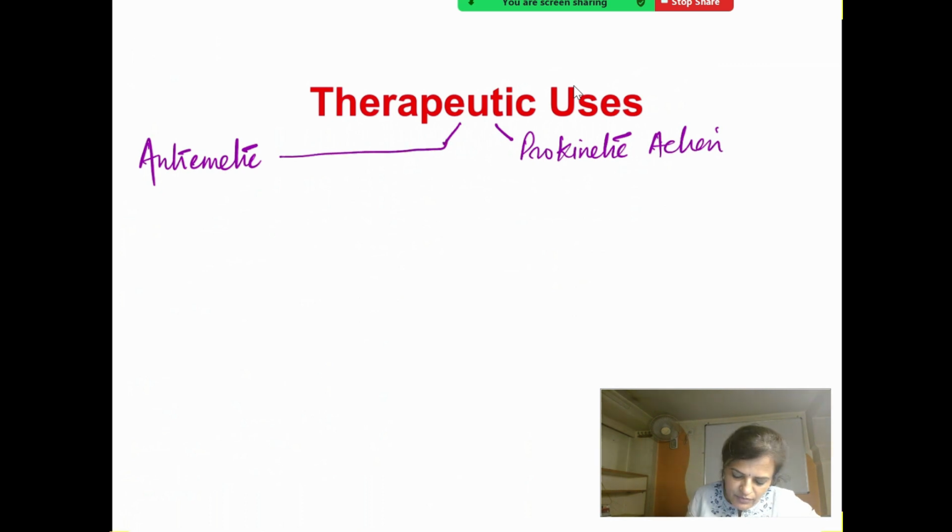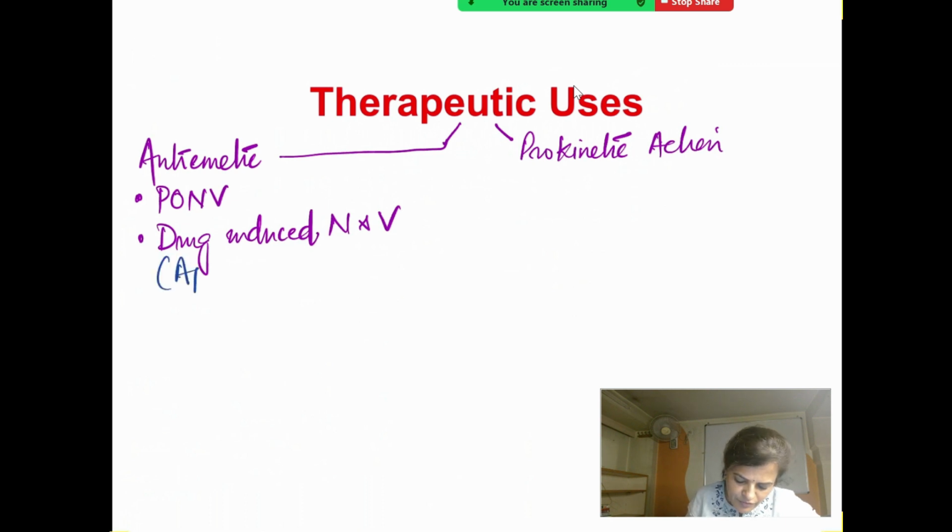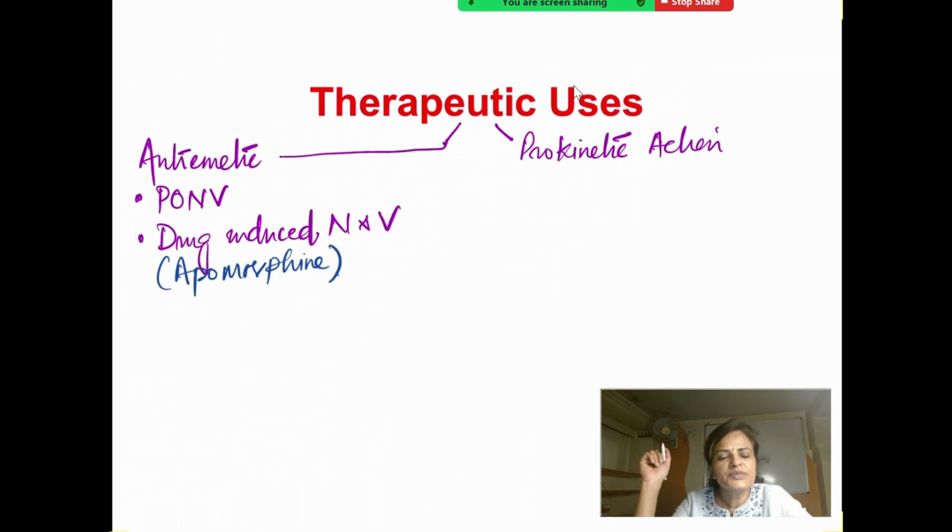So for the antiemetic effect, we use it for post-operative nausea and vomiting. Then drug-induced nausea and vomiting. Now which drug is it? Apomorphine, right? Many times we have to use a drug to induce vomiting. Most commonly we use strong salt water solution, or we can use mustard powder, but sometimes we have to give apomorphine if the person has consumed something poisonous.